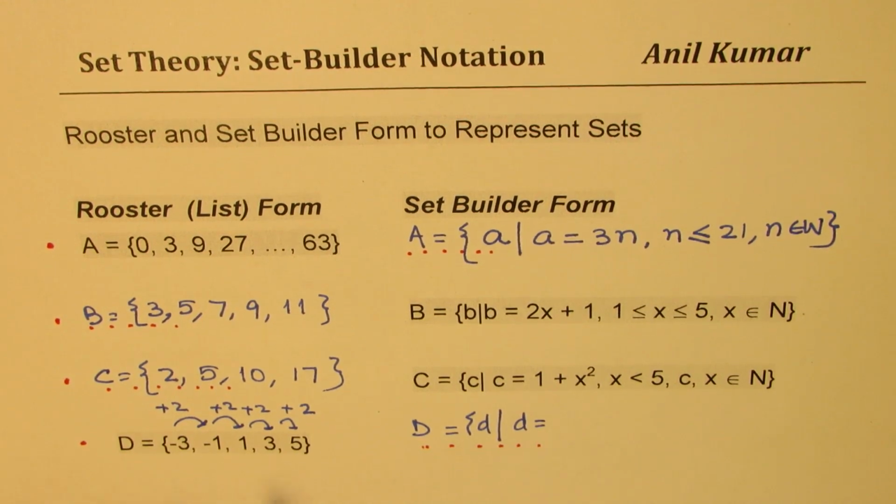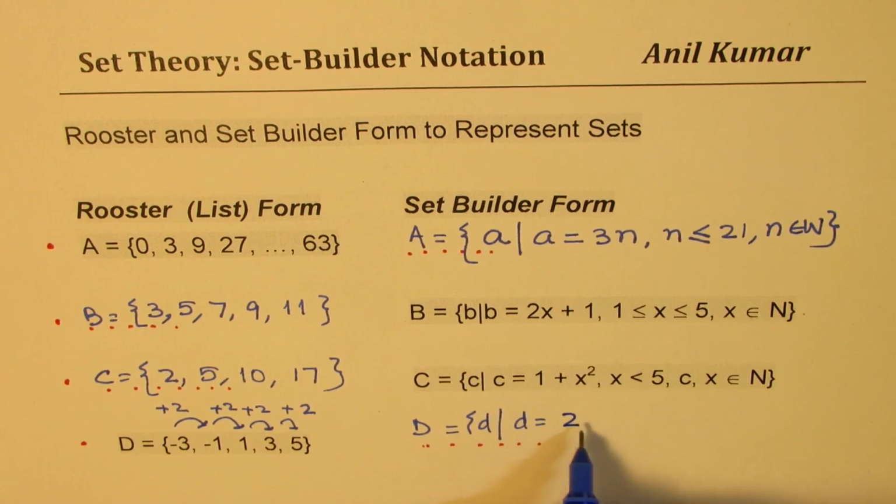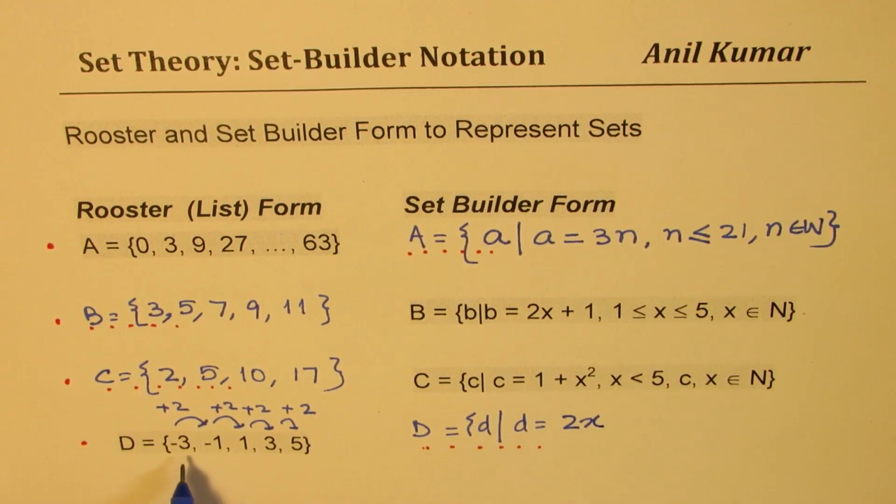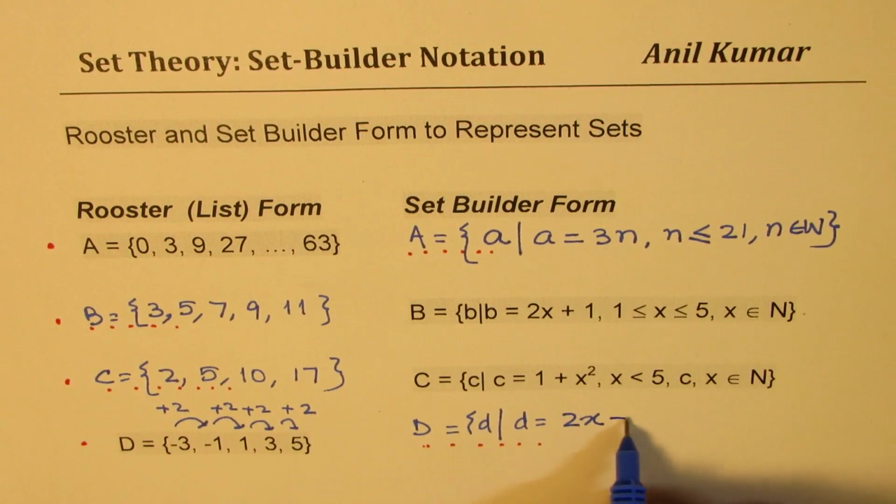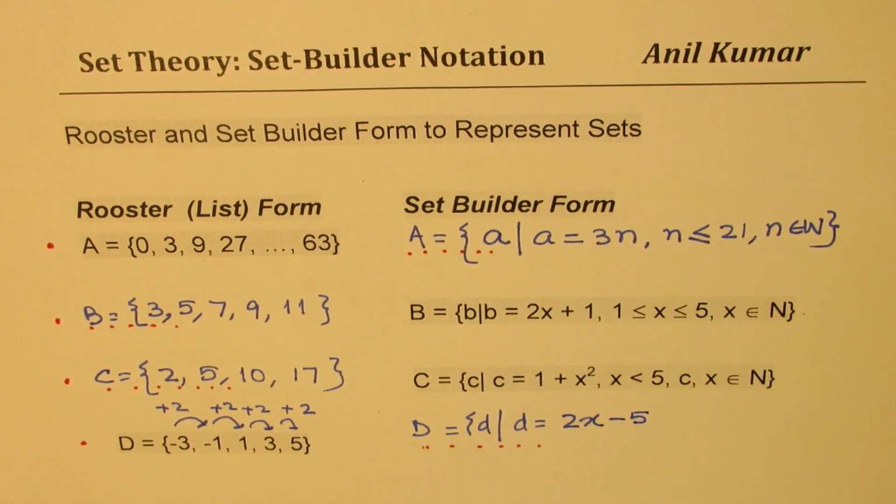So it could be written as 2 times some number. If I do 2 times 1, what do I get? I get 2. How do I get minus 3? Well, if I write 2 times, let's say x, for x equals 1, I get 2. How do I get minus 3? So I have to take away 5. That should give me minus 3.